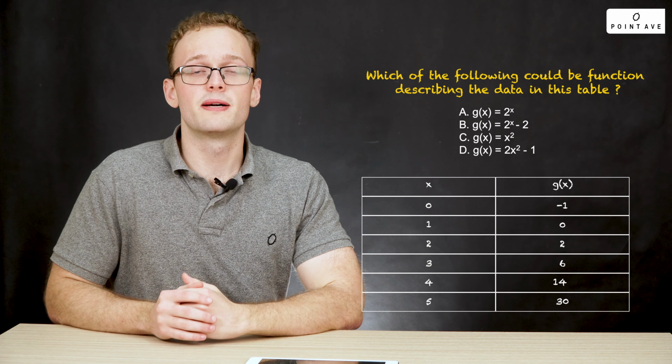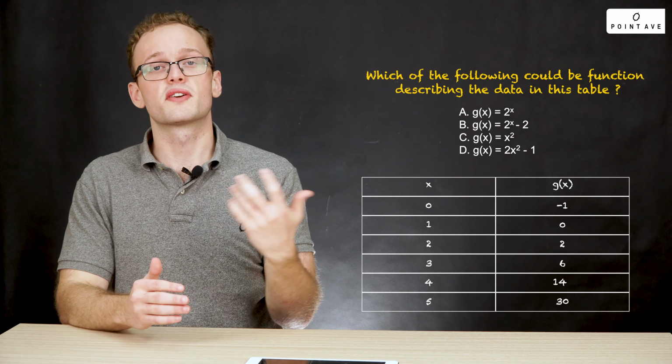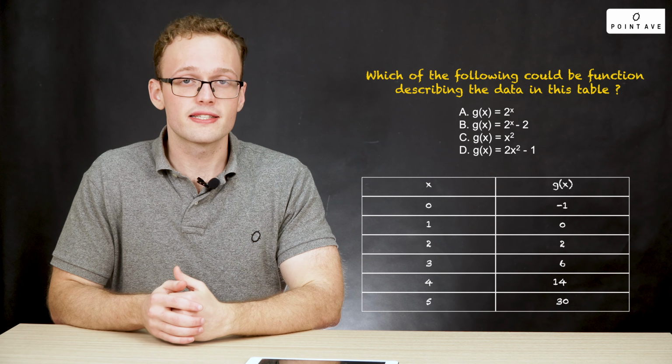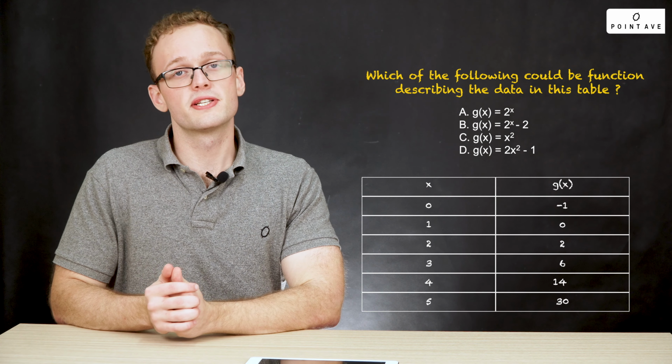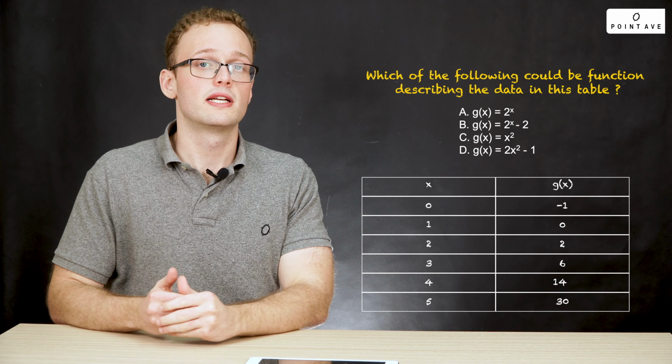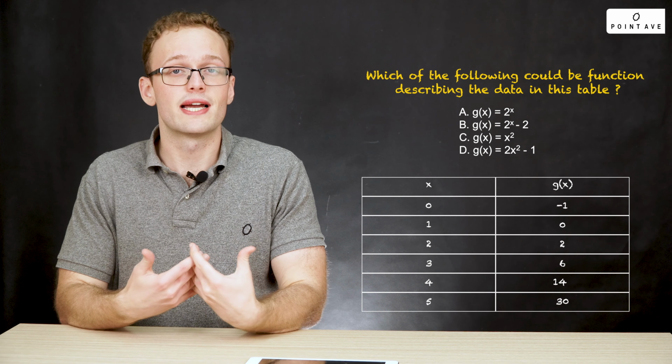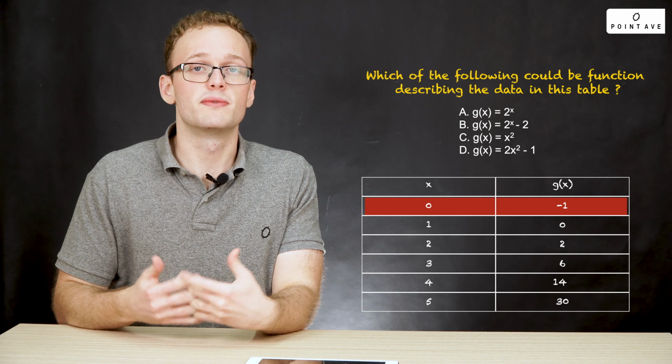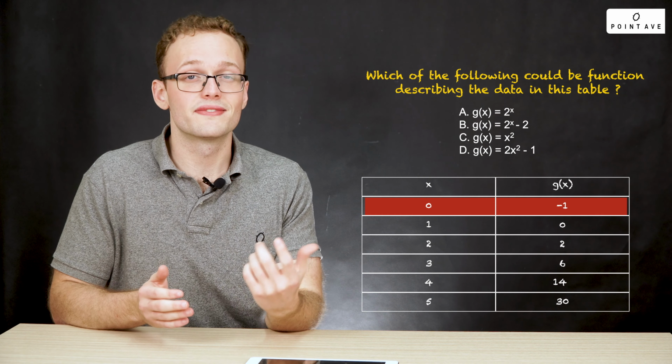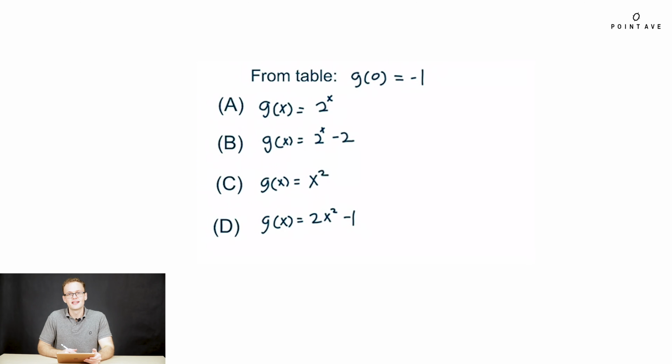This might remind us of the problems we had last week, except now, instead of a graph, we have a data table. The process is going to be pretty similar, except now we just need to plug in numbers from the table. To be wise about it, let's start with x and y-intercepts. First, we can plug in the y-intercept we see in the table, which is g(0) = -1. Evaluating g(0) in our answer choices is easy.